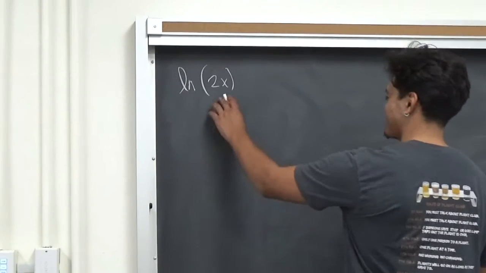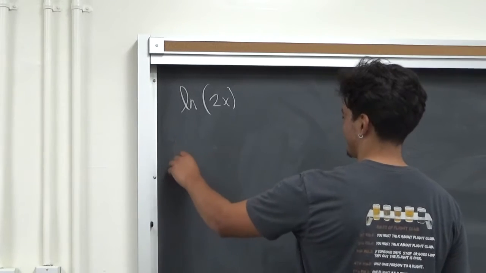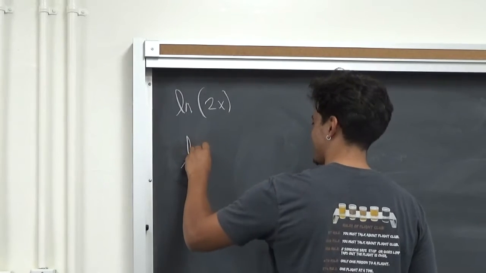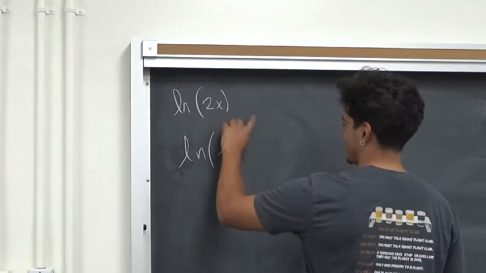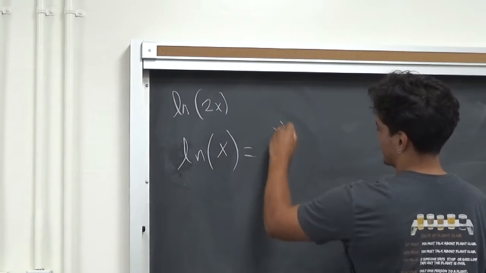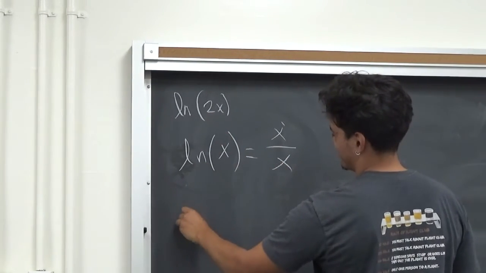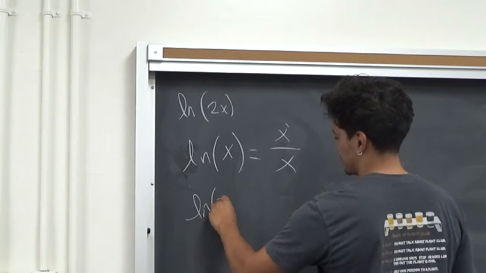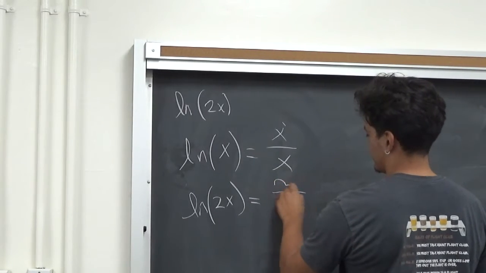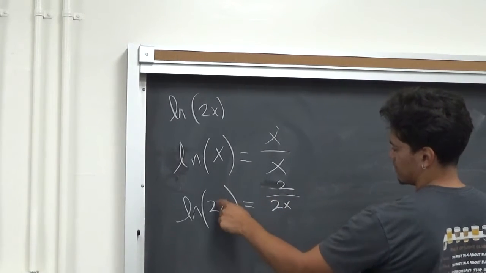Alright, so we got ln, and then 2x is inside of the function. Usually when you have a natural log, say ln x, it's just going to be the derivative of whatever's inside the parentheses over what's inside the parentheses. So for example, we got ln 2x. The derivative of 2x is just going to be 2, and then we'll just put on the bottom what's inside here.